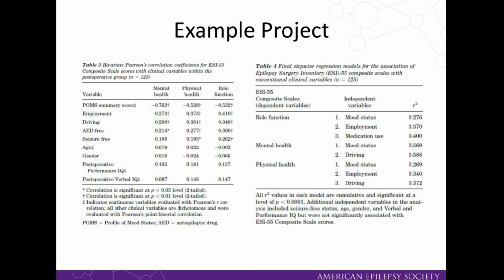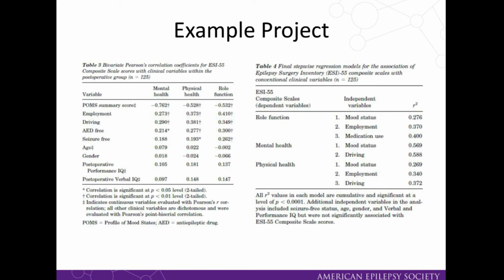And you can see that the profile of mood states, the POMS summary score, interestingly had the strongest correlation with each of the 3 main areas of quality of life: mental health, physical health, and role function. And I provide this example to you because when I was developing the study, I was looking at cognitive outcomes, clinically relevant outcomes like whether patients were driving, whether they got off medications or not, and we included a cognitive battery of memory and executive function.